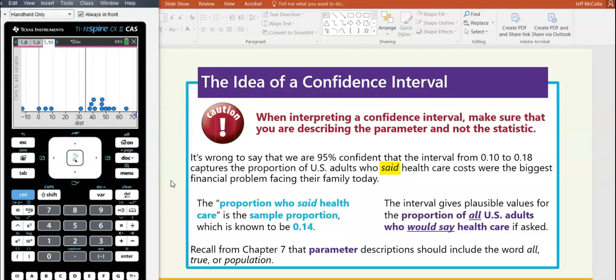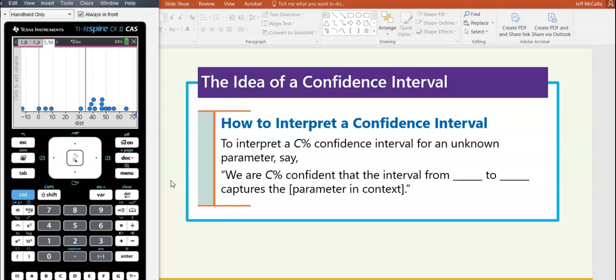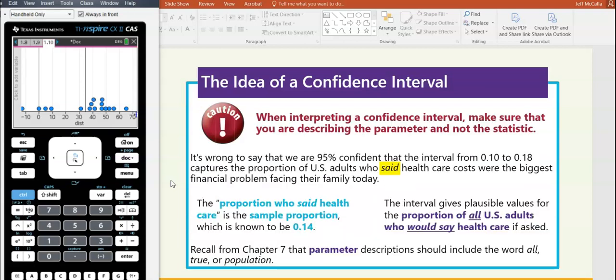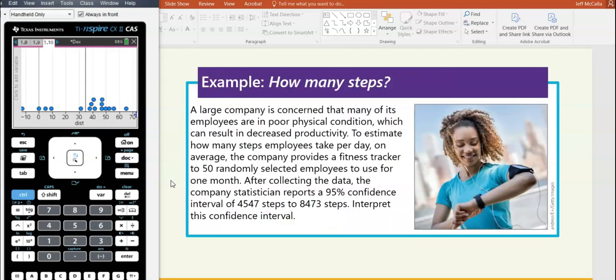Make sure you're describing the parameter, not the statistic. Don't start talking about the sample. Say we are. Don't say this: we are 95% confident the interval from blank to blank captures the percentage of folks who answered our question about financial literacy and said that healthcare was number one. No, it's not the sample we took. It's from the population. We're trying to estimate from all U.S. adults who said healthcare cost was the biggest financial thing. So we're trying to emphasize, it's called a parameter that comes from the population, right? So when you talk, make sure you use that.